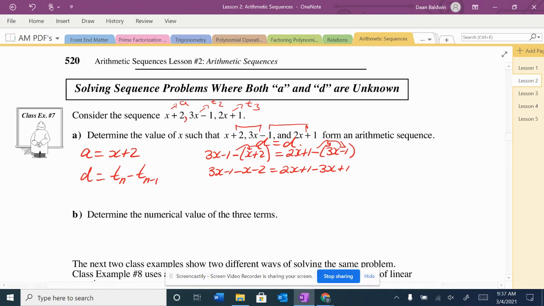Now what do? How many variables do we have? Collect all your like terms, get all your variables to one side. So 3x minus x is 2x. Negative 1 minus 2 is negative 3. 2x minus 3x is negative x. 1 plus 1 is 2.